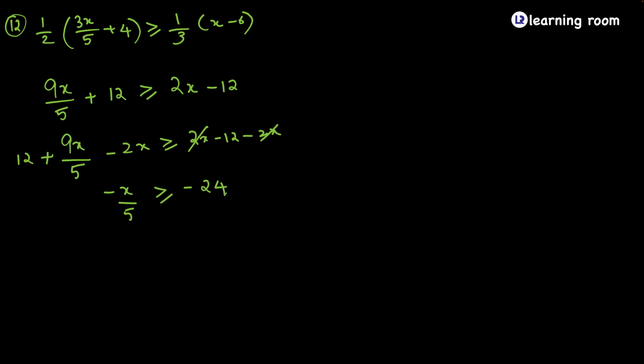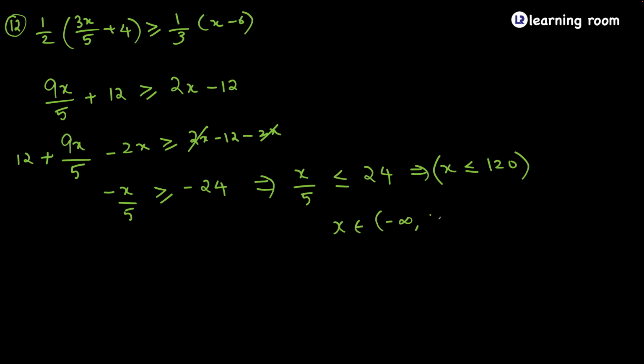Did you understand what I did? When you subtract 12 on both the sides, this side 12 will get cancelled and this side minus 12 will get added to minus 12. It will be minus 24. So here minus x by 5 is greater than or equal to minus 24. So when I multiply with minus on both the sides, the inequality will change. So x by 5 will be less than or equal to 24. Again, we need to multiply with 5 on both the sides. So x is less than or equal to 120. So x belongs to minus infinity to 120, where 120 is going to have a closed bracket.